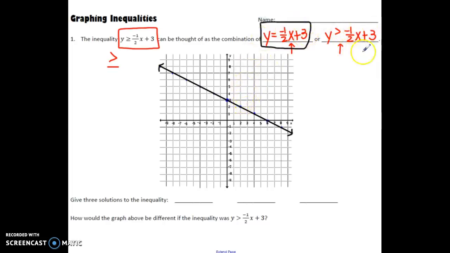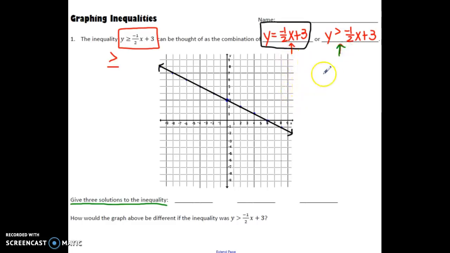How about the inequality? The inequality is a little bit different. Think of all the different points that are actually solutions of this inequality. So we're looking at any x value that when you multiply it by negative 1/2 and add 3, it is less than the y value, or the y value is greater than that value over there. So let's jump down here. It says give 3 solutions to the inequality. And again, we're talking about this inequality here.